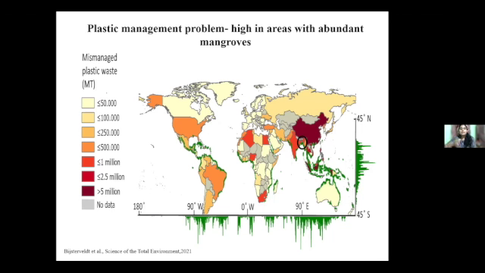So as you can see that in Southeast Asia, where the mangrove declining is at high rate, the mismanaged plastic waste is higher. As I mapped my study area also with the circle, you can see it on the screen. So actually the impact of this plastic waste on the mangrove has been poorly understood till date.